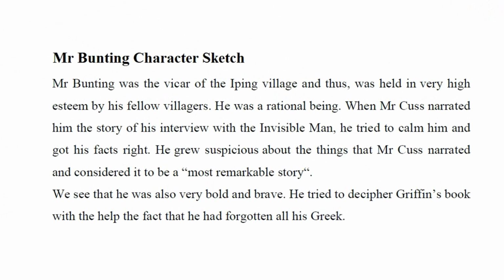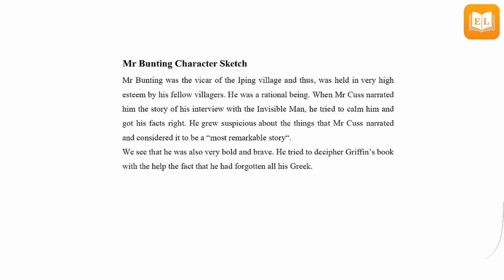Mr. Bunting was the vicar of the Iping village and thus was held in very high esteem by his fellow villagers. He was a rational being. When Mr. Cuss narrated to him the story of his interview with the Invisible Man, he tried to calm him and got his facts right. He grew suspicious about the things that Mr. Cuss narrated and considered it to be a most remarkable story. We see that he was also very bold and brave. He tried to decipher Griffin's book, despite the fact that he had forgotten all his Greek.